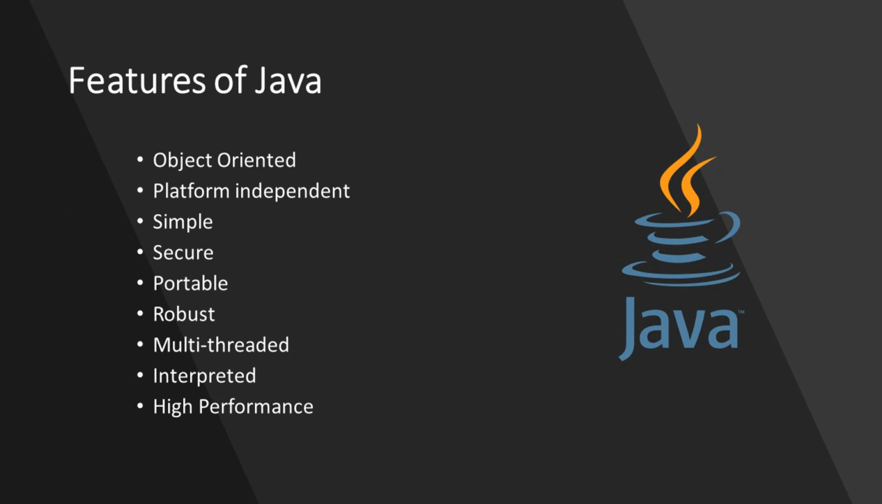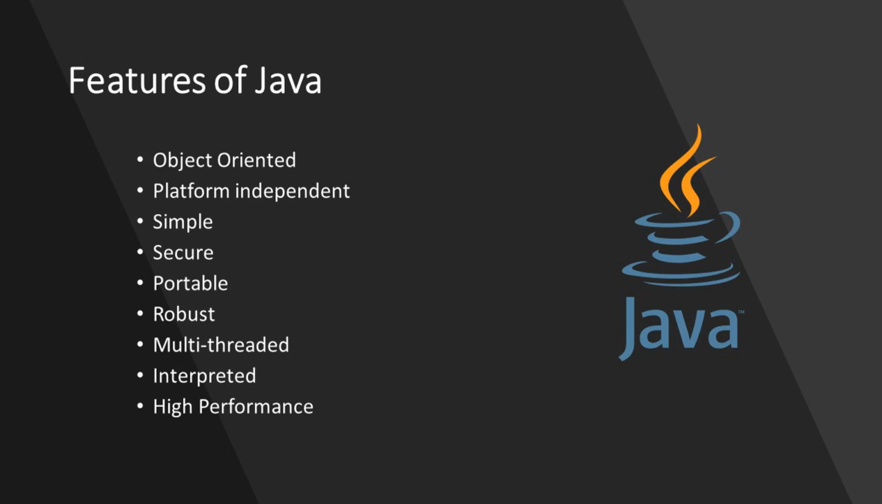There are several features of Java. Java is an object-oriented language. We will discuss more about this later. Then Java is platform-independent. Platform-independent language means that once you have compiled, you can execute the program on any platform. The Java compiler converts your source code into bytecode, which is an intermediate language. Bytecode can be executed on any platform using the JVM, Java Virtual Machine.